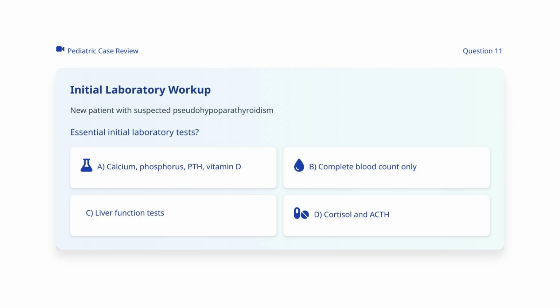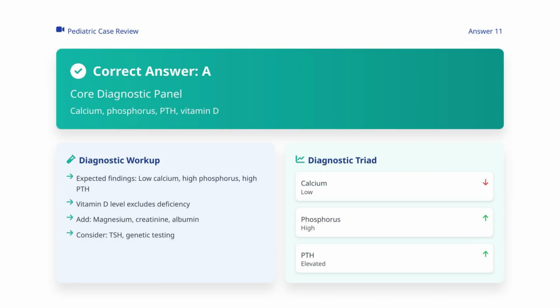A new patient presents with suspected pseudohypoparathyroidism. What are the essential initial laboratory tests? Option A, calcium, phosphorus, parathyroid hormone, and vitamin D. Option B, complete blood count only. Option C, liver function tests. Option D, cortisol and adrenocorticotropic hormone. Consider diagnostic confirmation requirements. The correct answer is A, calcium, phosphorus, parathyroid hormone, and vitamin D.